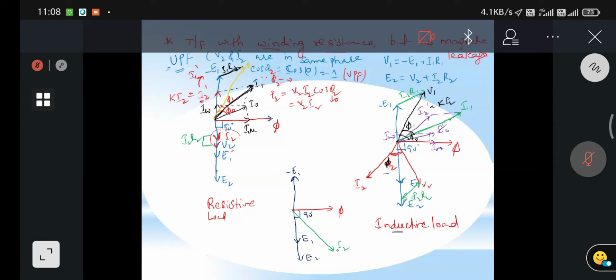Then what do you get here? The I2 crosses here, exactly in the opposite direction. If you reverse I2, then you can get I2 dash. You know that this is the I naught. If you combine this I naught, this is the I mu and this is Iw. If you extend this line here, and extend this other line, then you can get this drop.